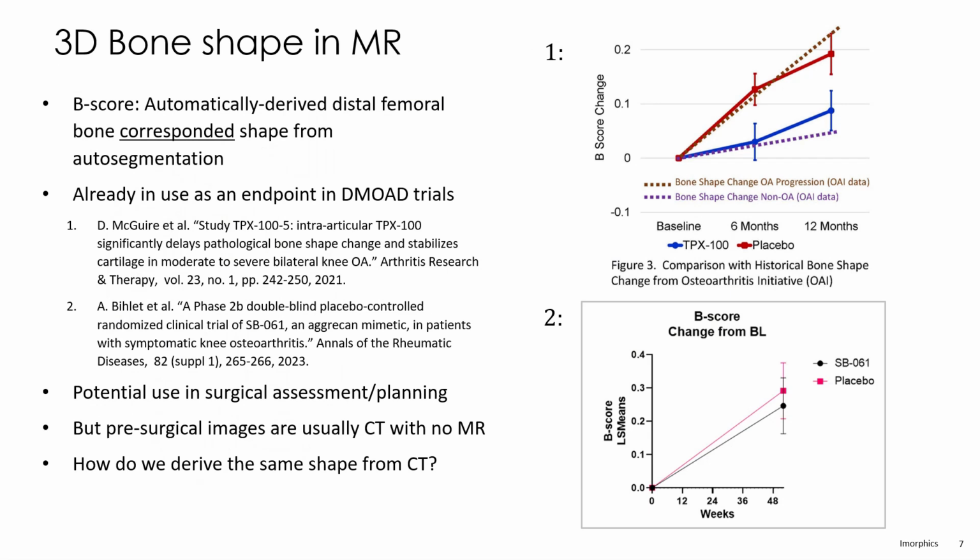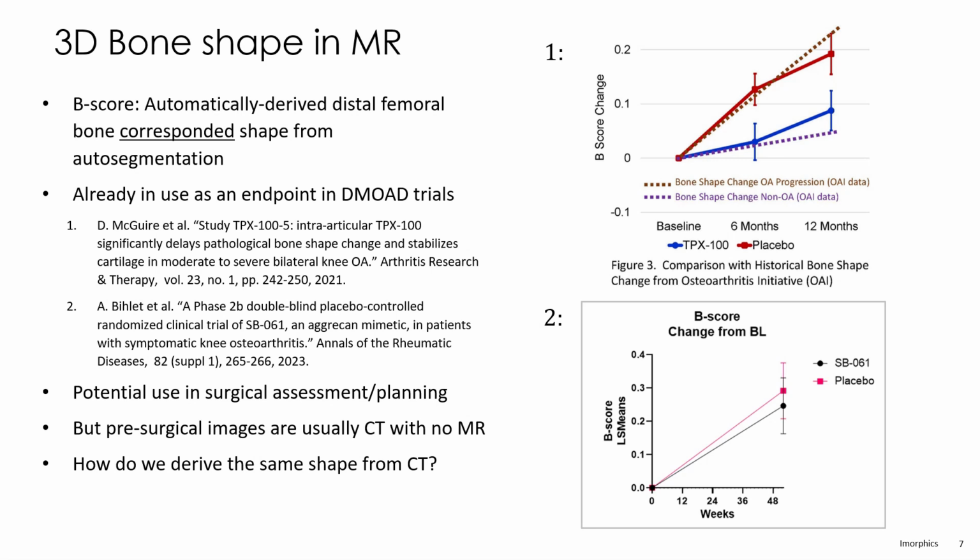With this B-score framework in place, you can then take any MR image of the same modality of any patient you like and generate this same automatically derived objective measure of the osteoarthritis state of that knee. And this is particularly useful as an endpoint in measuring the effect of drugs that modify osteoarthritis. And as such, it's been used in several clinical trials at this point. I've listed two of them there if you want to go and read the published results. Additionally to that, it's also got potential for use in surgical assessment and planning, as I've alluded to earlier.